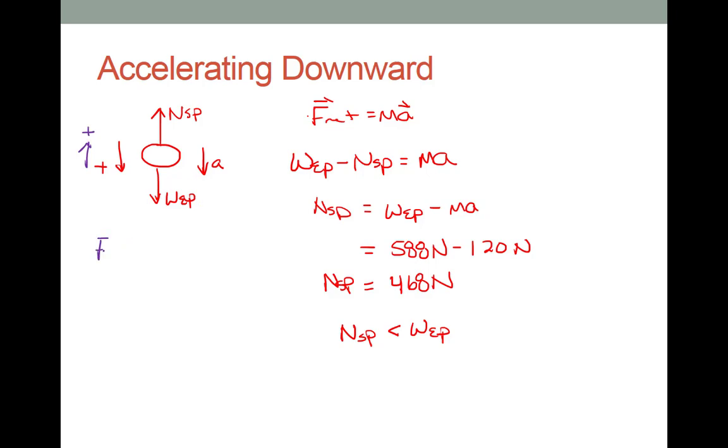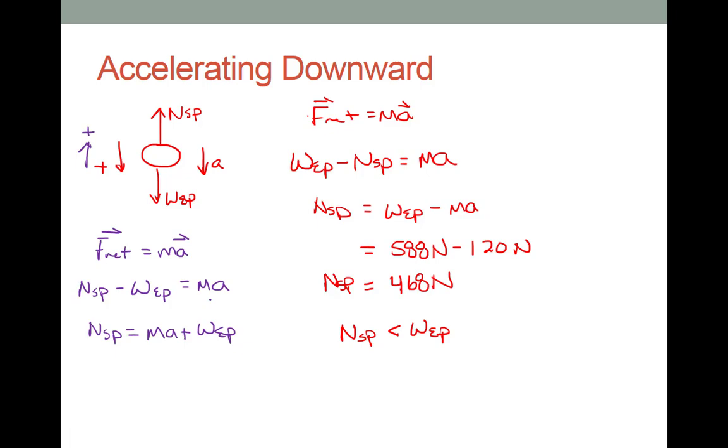Okay, well, if I do that, I get F net equals ma. So I have all the forces in the positive direction, subtract off all the forces in the negative direction, and that has to equal ma. Or in other words, N_SP equals ma plus W_EP.